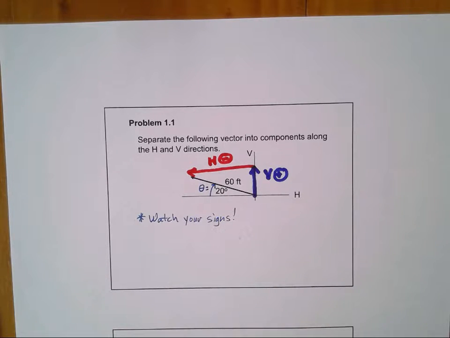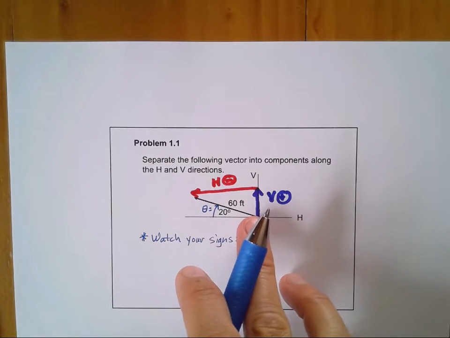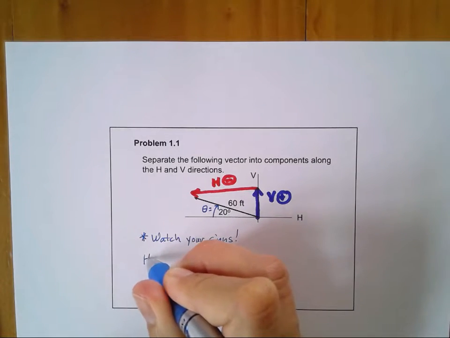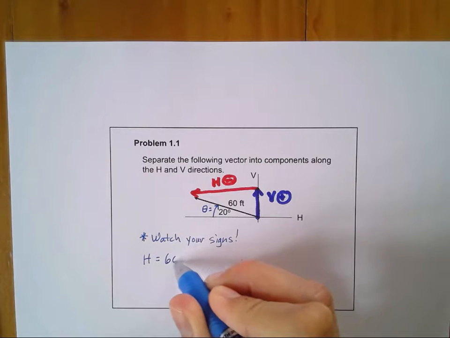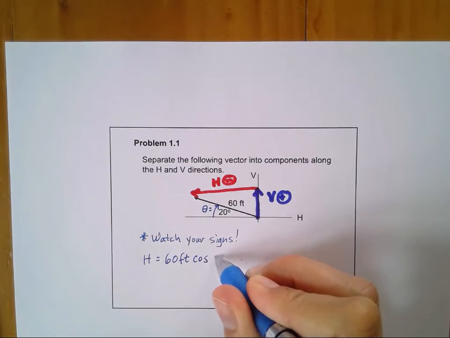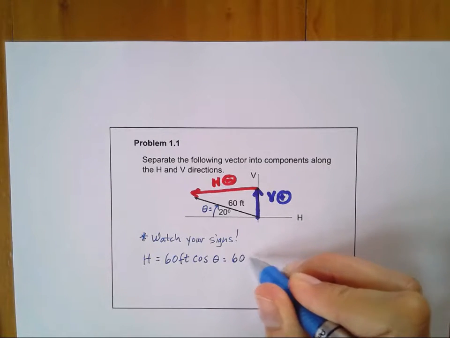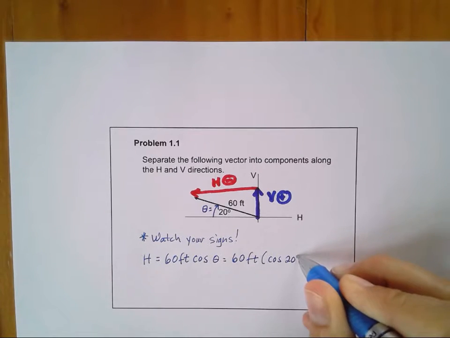All right, so let's look at the math and see how this breaks down. So I have my 60 feet. Let's find our horizontal component first. My horizontal component is going to be that 60 feet times the cosine of theta, and in this case our theta is 20 degrees, so it's 60 feet times the cosine of 20 degrees.